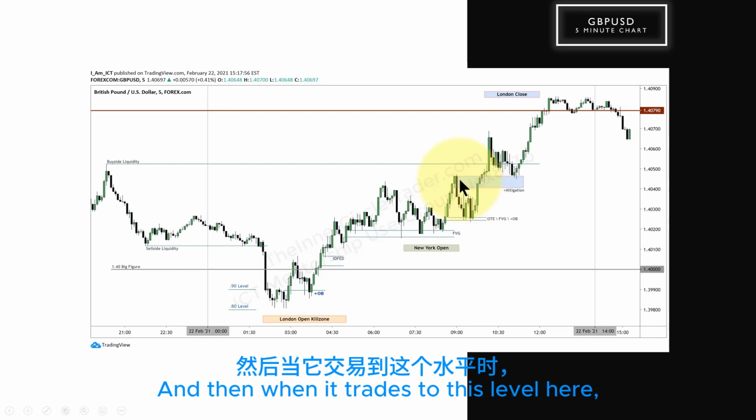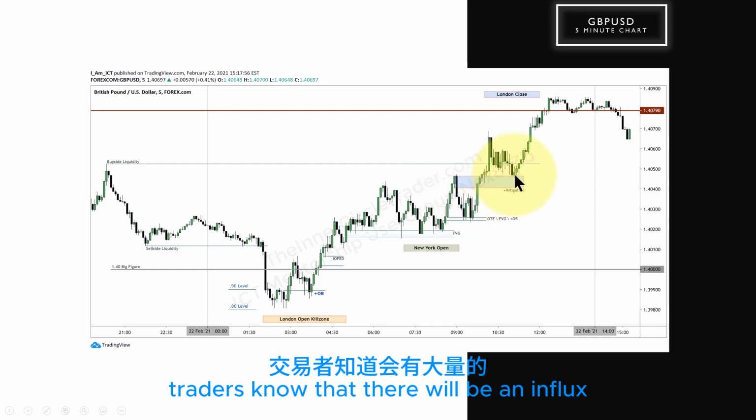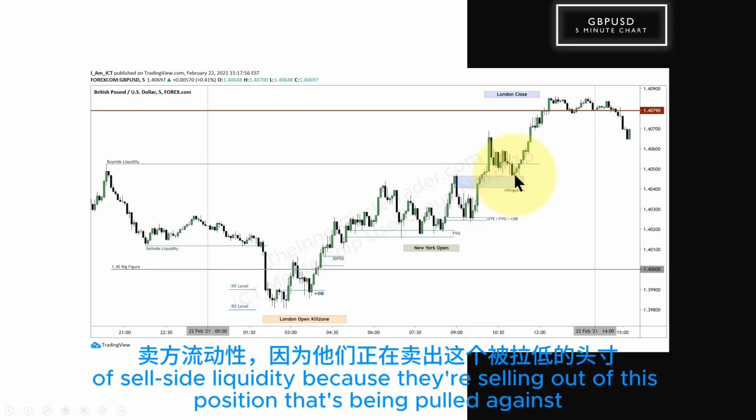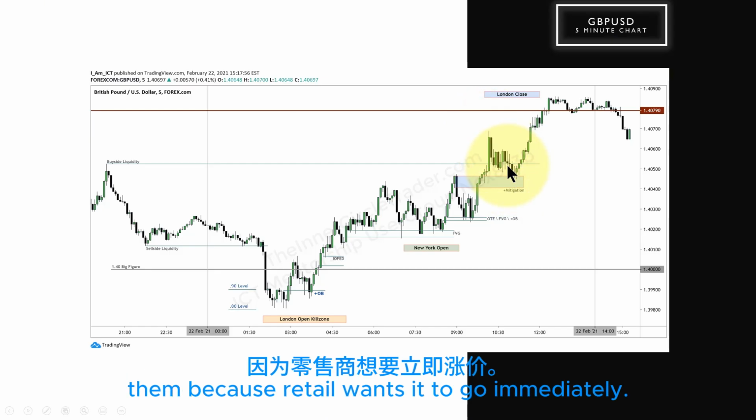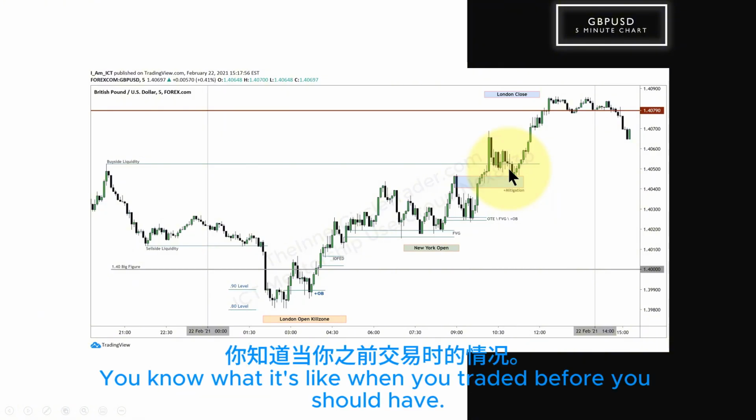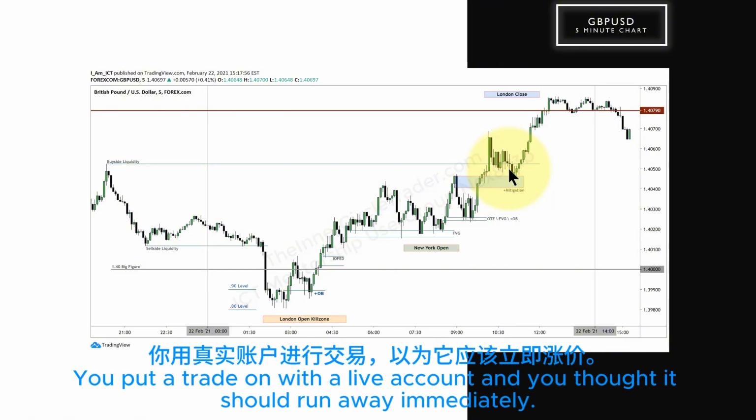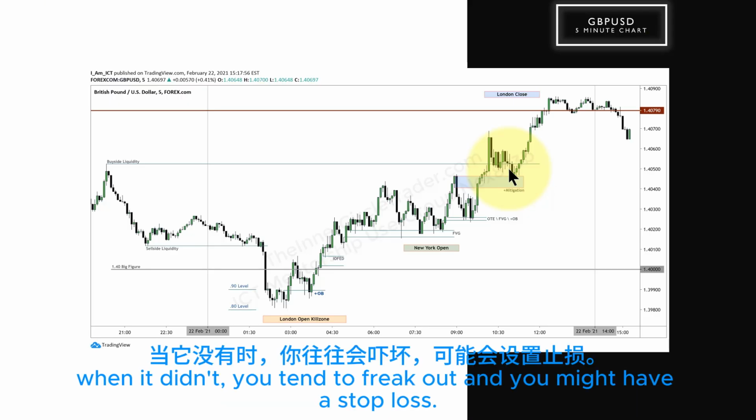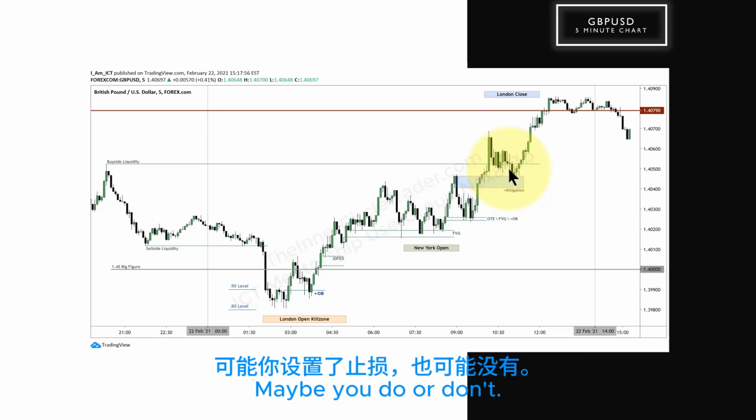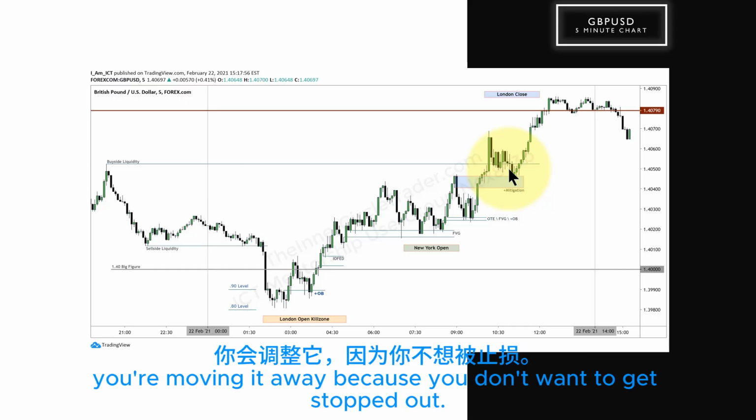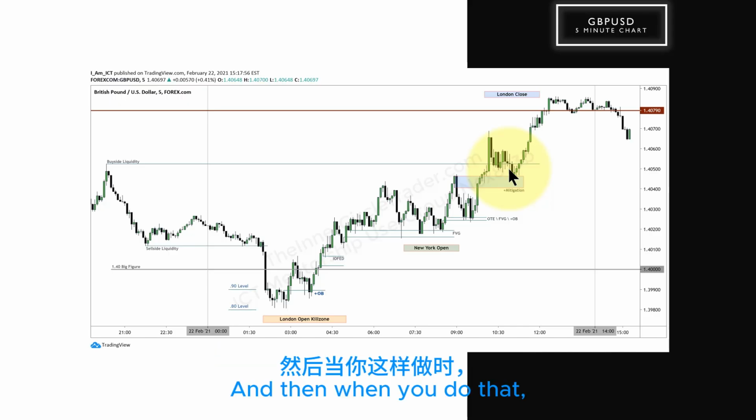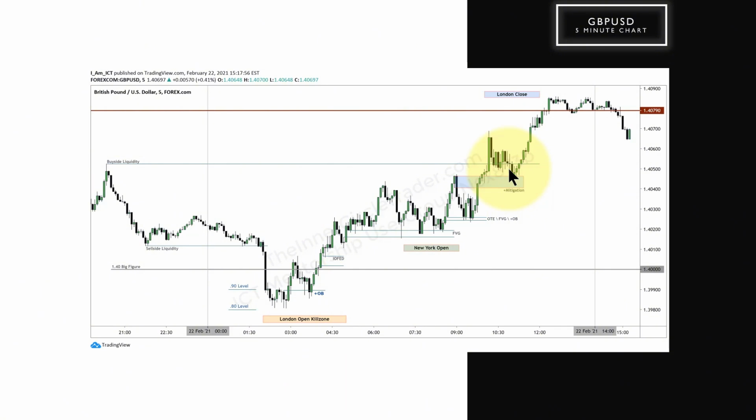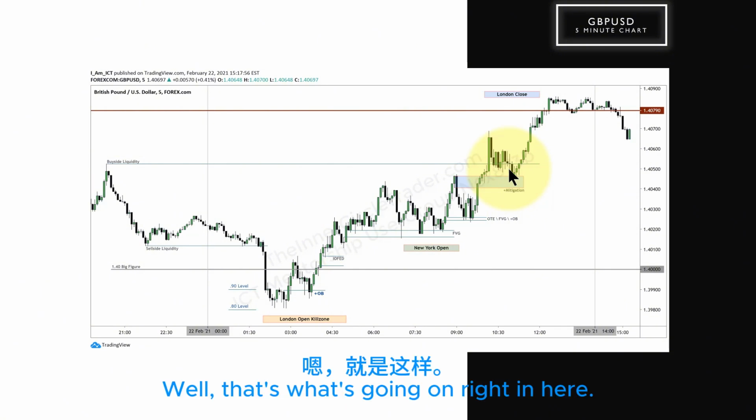And then when it trades to this level here, traders know that there will be an influx of sell side liquidity because they're selling out of this position that's being pulled against them, because retail wants it to go immediately. You know what it's like when you traded before you should have. You put a trade on with a live account and you thought it should run away immediately. And when it didn't, you tend to freak out, and you might have a stop loss. Maybe you do or don't. But if you did, you're moving it away because you don't want to get stopped out. And then it's like, oh, I can't handle this pressure. And you just get out. You just close the trade. Well, that's what's going on right in here.